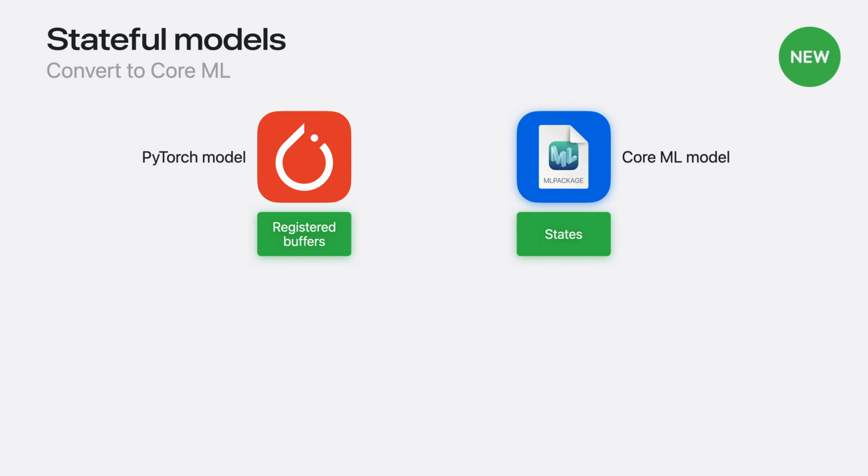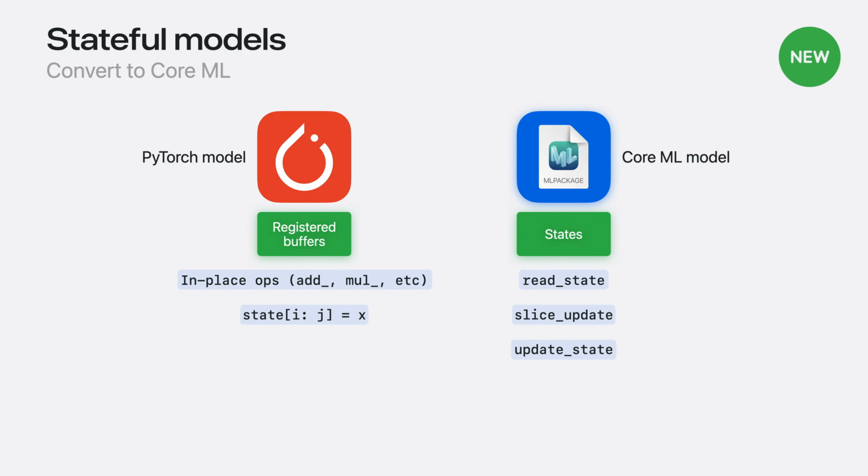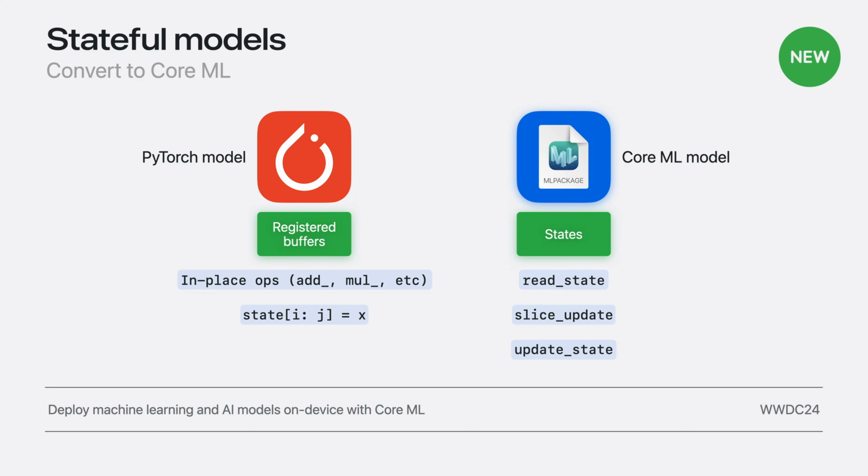The converted CoreML model will now be stateful. In the Torch model, the states read and write is usually done by in-place ops and slice update ops. During conversion, CoreML tools will generate corresponding ops in the converted CoreML model. If you are interested in learning more about deploying the stateful CoreML model on device, please check out this video.